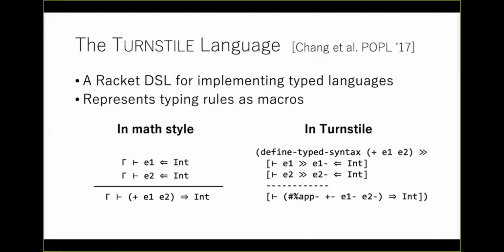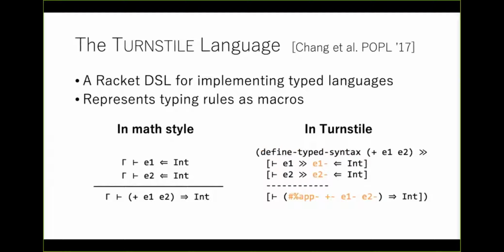To see what it means, let's look at how we define a typed addition in Turnstile. On the left, we have a typing rule of addition written in the familiar math style. It checks whether E1 and E2 have type int and synthesizes type int for the whole addition. On the right, we have a representation of the same rule in Turnstile. The whole rule is a typed version of defined syntax, and as you can see, the body looks exactly like the math style rule on the left.